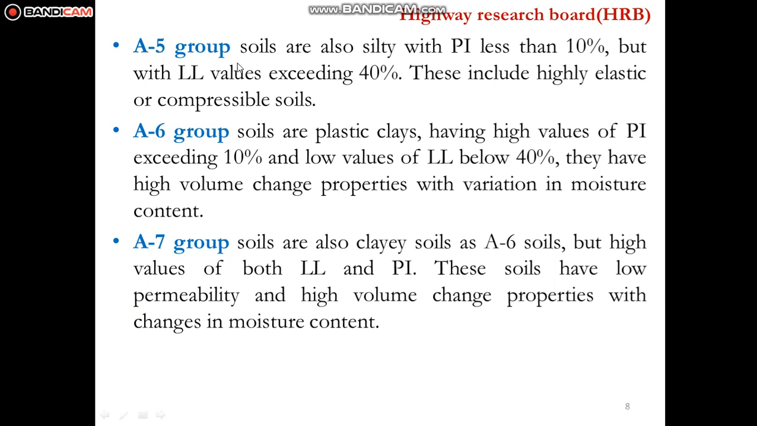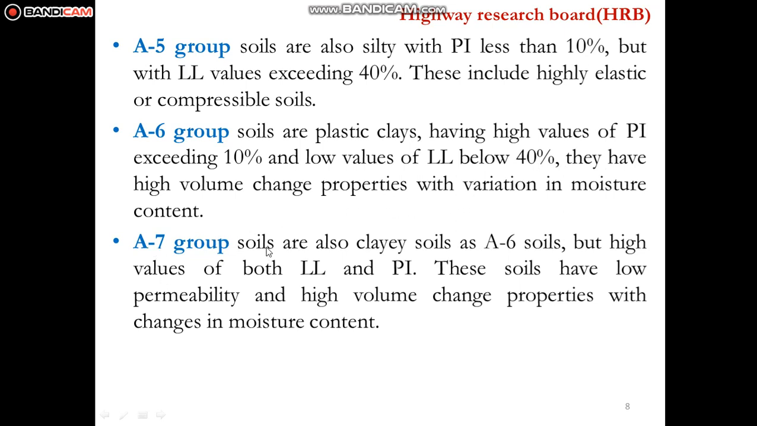Then coming to the A5 group, soils are also silty, with plasticity index less than 10% but with liquid limit values exceeding 40%. These include highly plastic or compressible soil. And A6 group soils are plastic clay, having high values of plasticity index exceeding 10% and low values of liquid limit below 40%. They have high volume change properties with variation in moisture content.